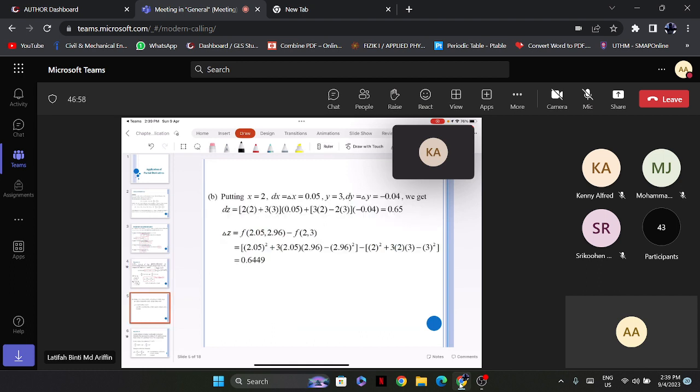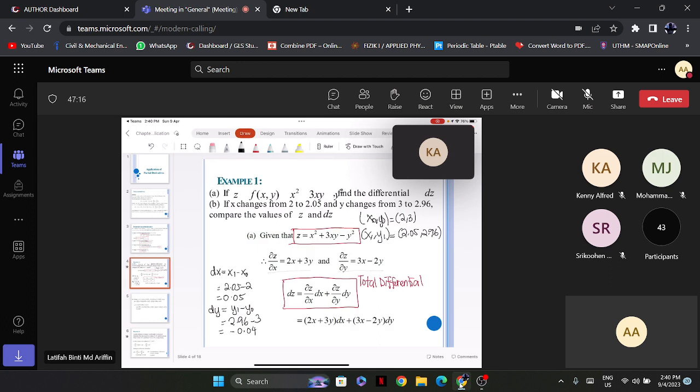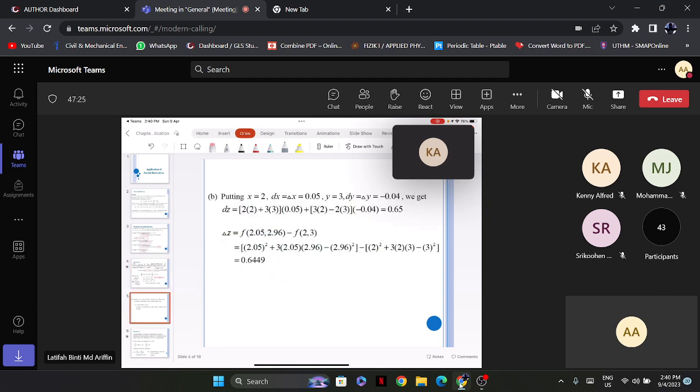Alright. So kita dah dapat kita punya dx tadi, dx sama dengan 0.05, dy sama dengan negatif 0.04. Therefore, kita boleh kirakan kita punya dz. Kita lihat balik formula kita tadi, our dz ni diberi oleh this formula. So let us go to the second page ni. Kita gantikan x equals to 2, y is equals to 3, and then kita gantikan our dx and also dy. So kita dapat 0.65.